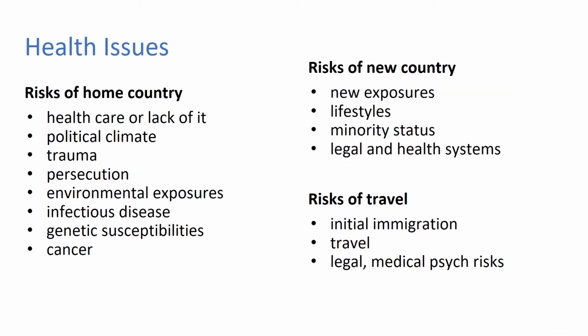There are many health issues facing immigrants, including risks of the home country, so the country the patient's from, the new country, so in this case again it's the US, and the journey between the two. In the home country, risks include trauma, environmental exposures, infectious disease, and genetic susceptibilities that are common in that region. During travel, there are legal, medical, and psychosocial risks, and once the patient gets to the US, there are new exposures and lifestyles. In addition, they're navigating a new legal system and a new health care system, and this can really affect health as well.